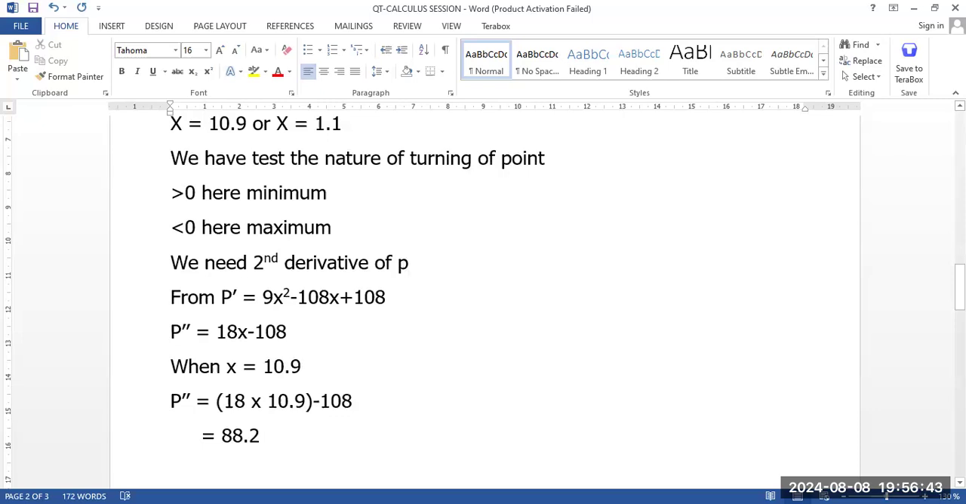Yes. And this implies what? This implies a minimum turning point or a maximum turning point? Remember what we said here. So this implies what? A minimum. This value is greater than 0, and this implies that here you have a minimum turning point.